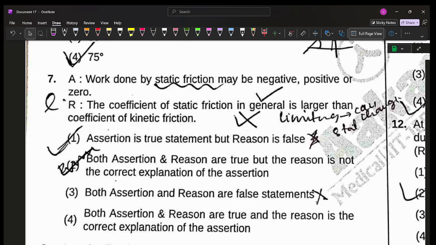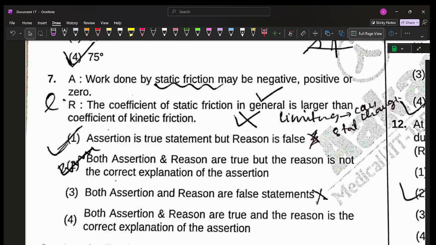Let me ask ChatGPT and clear that out, okay? Could you please help me with a question which says work done by static friction may be negative, positive, or zero? That is our assertion. Reason is the coefficient of static friction in general is larger than the coefficient of kinetic friction. This is the reason. So this is the seventh question that I've sent to you. I kind of put assertion as true, reason as false, but in reality both are correct and they are the right explanation.